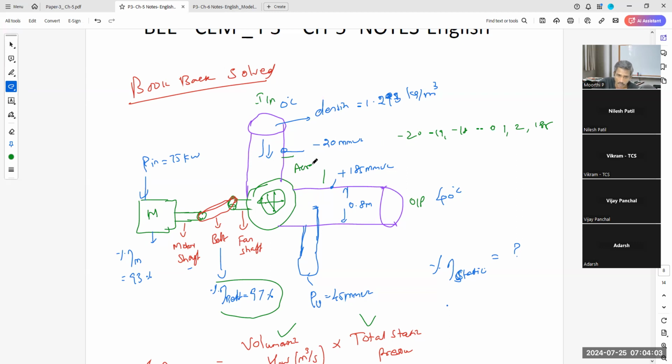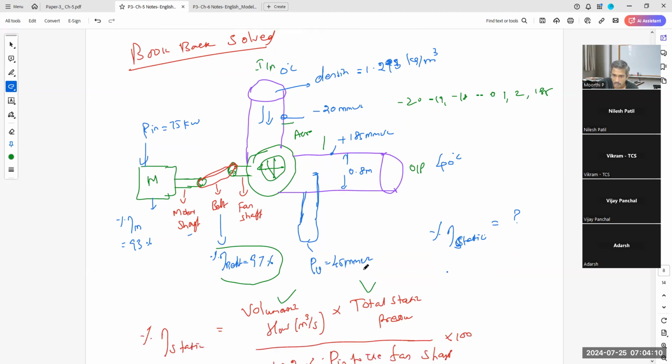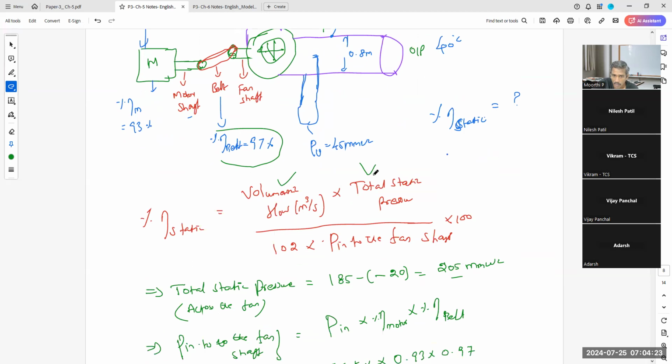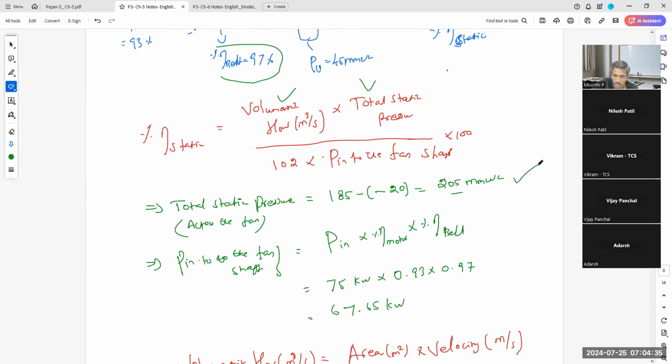Then totally 205. Then you know the duct diameter, the temperature, and the velocity pressure also. Then you have to calculate the static efficiency. This is the formula: volumetric flow into total static pressure divided by 102 into power input to the fan shaft into 100. You have to take it one value at a time. Easily done.